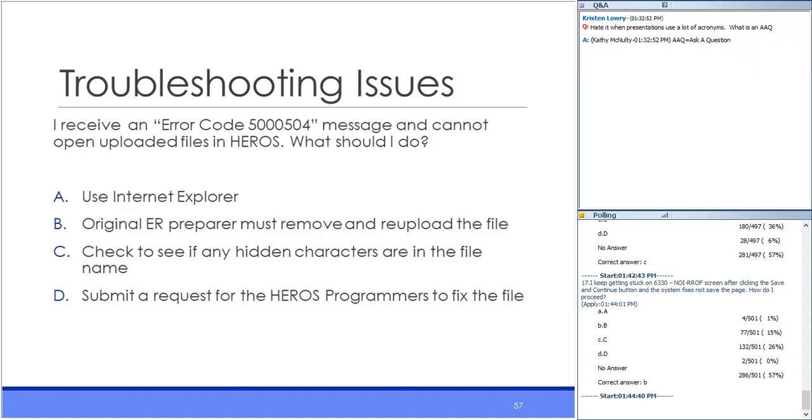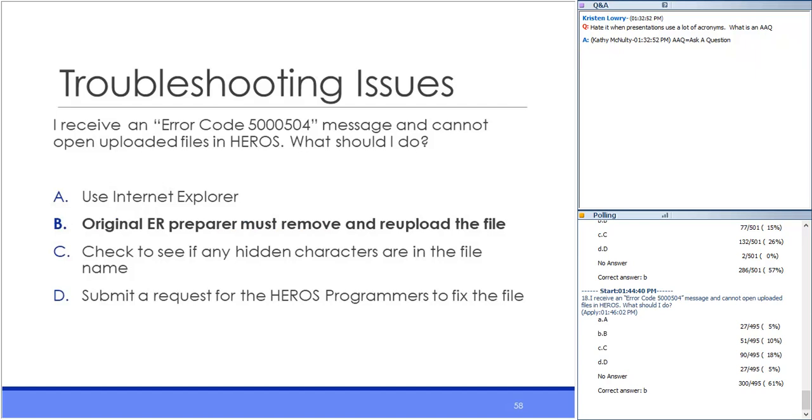Okay, we've got a mix of answers here too. So the answer here is B. The original environmental review preparer must remove and re-upload the file. So unfortunately, this error message indicates that the file is not physically saved to the system server. So even though the file appears to be uploaded, its contents are missing and cannot be retrieved. So the only solution here is for the original preparer and the owner of the files to delete the file and then re-upload the attachment.